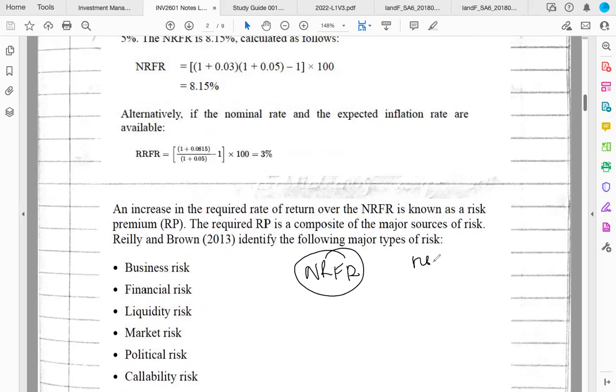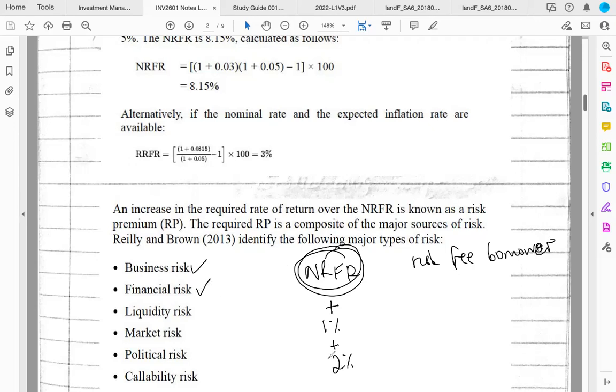remember, we assume that the government is a risk-free borrower. Once we have the nominal risk-free rate of return, if we are now dealing with another borrower who has business risk, we can add a certain percentage to the nominal risk-free rate of return to account for business risk. Maybe let's say we require an extra 1% for business risk. And let's say the other borrower, the one we're investing our money in, has financial risk, we can also add what we call a risk premium for financial risk.